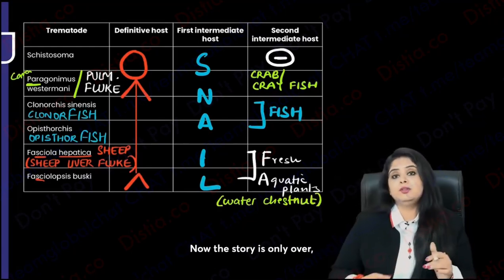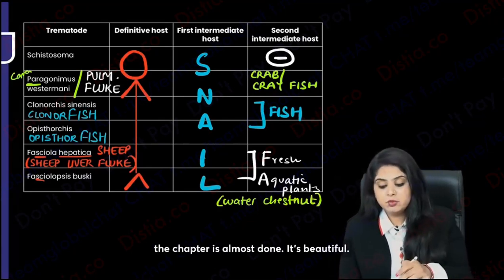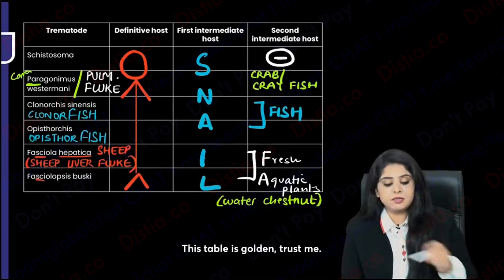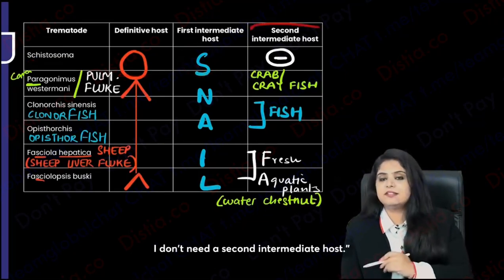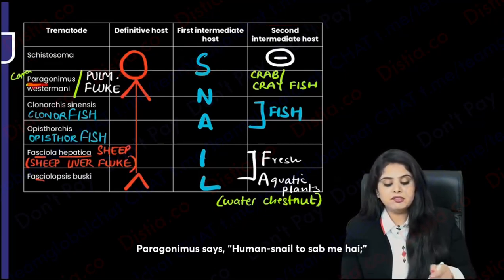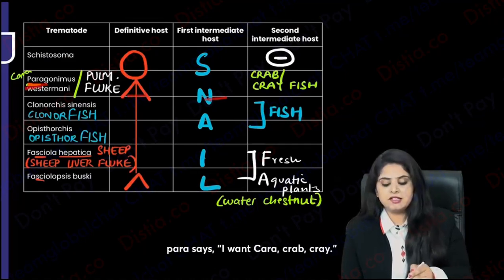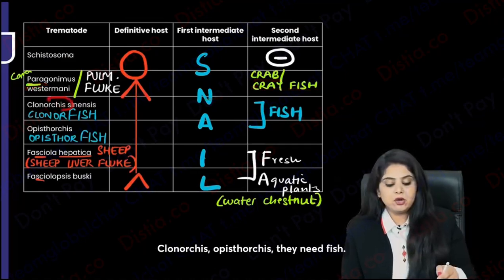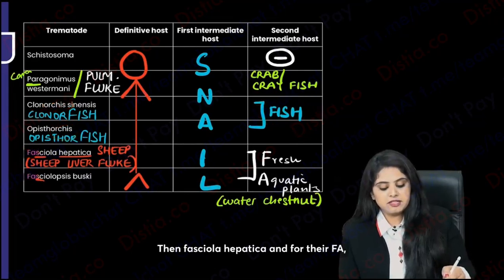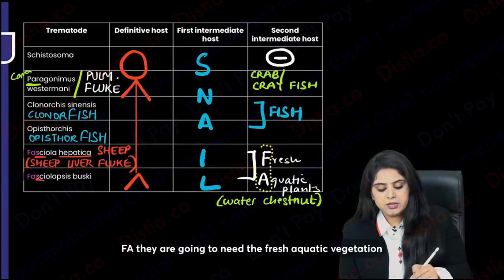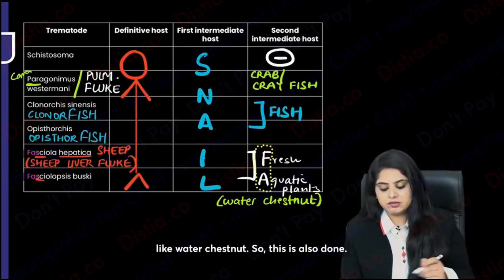Now the story is over. The chapter is almost done. It's beautiful. This table is golden, trust me. So Schistosoma says human and snail, I got my S, I'm happy. I don't need a second intermediate host. Paragonimus says human, snail, that is in all. Para says I want Cara, crab, cray. Clonorchis or Opisthorchis, they need fish. Then Fasciola hepatica and Fasciolopsis buski, for their FA, they are going to need the fresh aquatic vegetation like water chestnut. So this is also done.